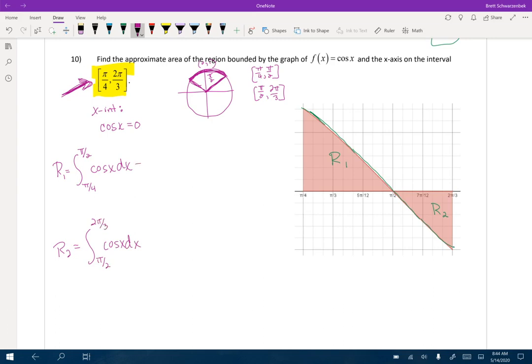Integration. Well, what's the antiderivative of cosine? Can we get to cosine directly by taking the derivative of another function? We can. No negative involved. It's just sine. So we are evaluating sine from pi over 4 to pi over 2. And then, therefore, we're also evaluating sine down here from pi over 2 to 2 pi over 3. So let's just do that. Sine of pi over 2 minus the sine of pi over 4. Here, sine of 2 pi over 3 minus the sine of pi over 2.